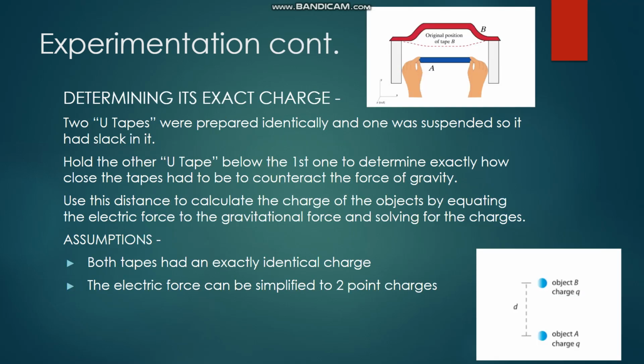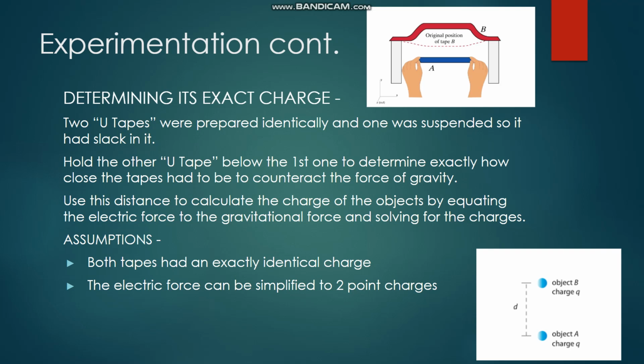So with this information, now that we know that it's positive, we want to know its exact charge though. So we take two U-tapes and suspend one, right? And then take the other one and put it under there and try to counteract the slack in the originally suspended one, to counteract the gravity force on it, right? And then we need to measure the exact distance between the two charges when it's at equilibrium.